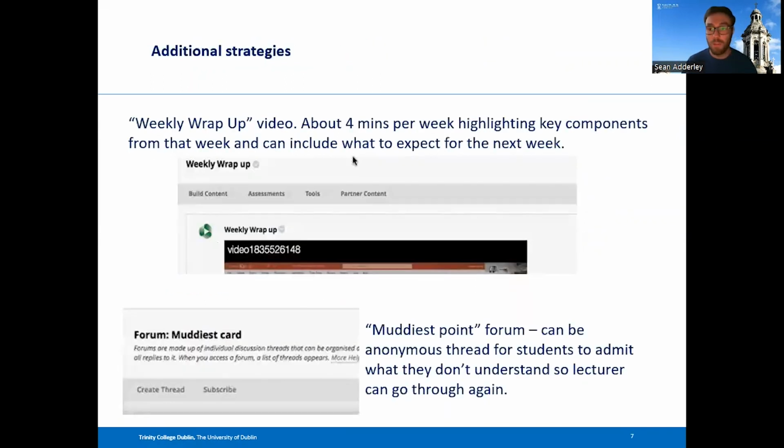Some additional strategies to help you on your journey of making your Blackboard module clearer and more engaging for students is to perhaps include a weekly wrap-up video of about 4 or 5 minutes, highlighting the key components from that week and what to expect next week. Also, there's a Muddiest Card forum, an anonymous thread for students to admit what they don't understand so that lecturers can help clarify things.